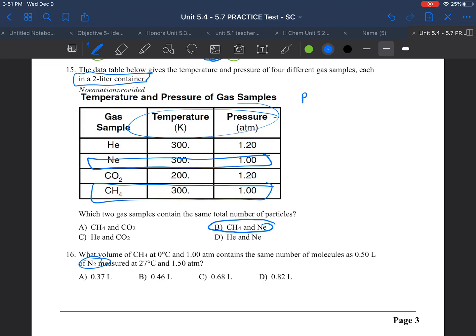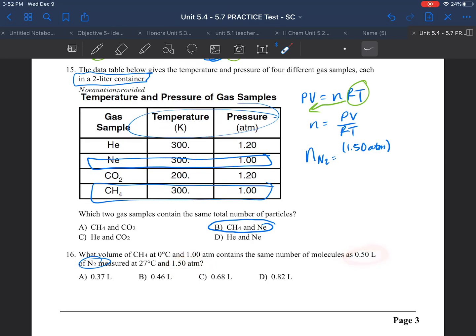Well, if PV is equal to nRT, if we solve for n, that is just moving RT to the denominator on the other side, we get n is equal to PV over RT. If we plug those values in for N2, so think of n, and I'm going to put subscript N2, pressure is going to be 1.5 atm. I'm getting that from here. Now, the volume was listed as 0.50 liters.